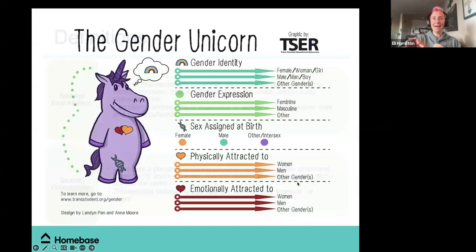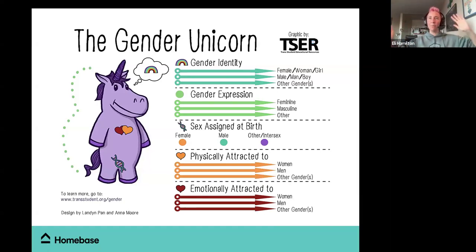Okay, so now that we have that foundation of gender identity, gender expression, sex assigned at birth, and sexual orientation, meaning who you're attracted to physically and romantically or emotionally, we love the gender unicorn. There are a lot of really fun graphics that have been created to illustrate the same things. But the gender unicorn shows you that a person's gender identity can be more female, woman, girl, can be more male, man, boy, can be aligned to a variety of other gender identities that exist in human cultures, and can be more or less of all of those things.